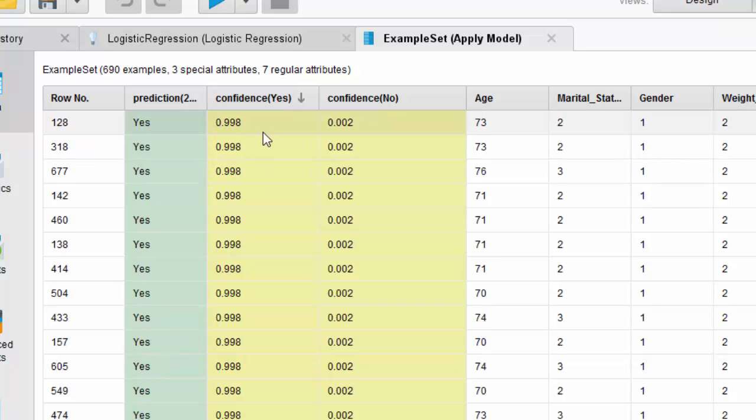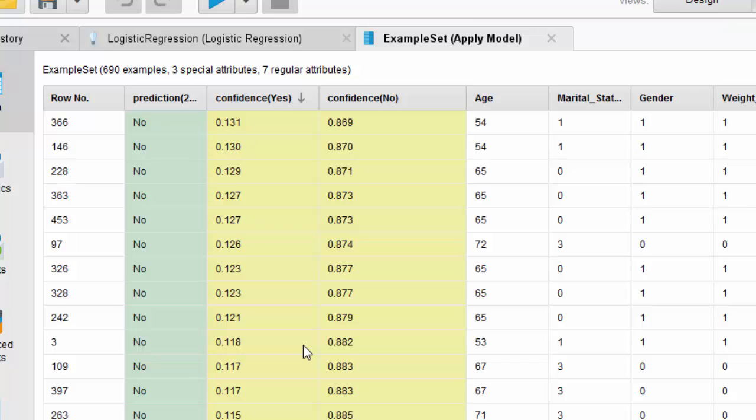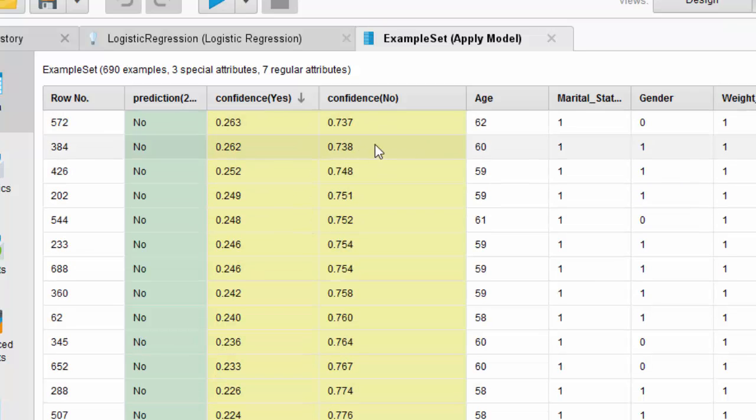You can sort your results based on the confidence for yes. So those patients that this algorithm is more confident are going to contract a second heart attack are placed on top. Now let's take a look at the list of patients. As we scroll down, the probability for confidence yes decreases, and the probability for confidence no increases. And in this case, you can see that because we have more odds for this person not to contract a second heart attack, the algorithm has categorized it as no.